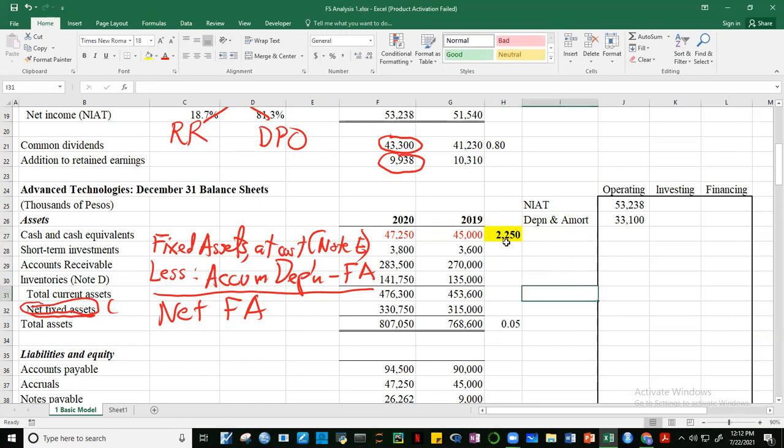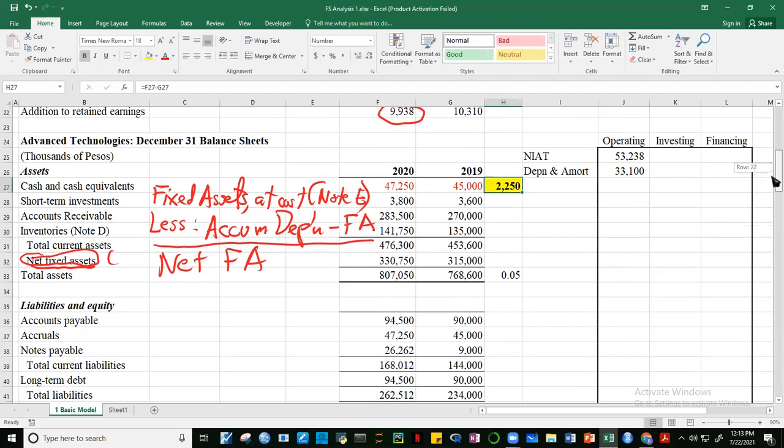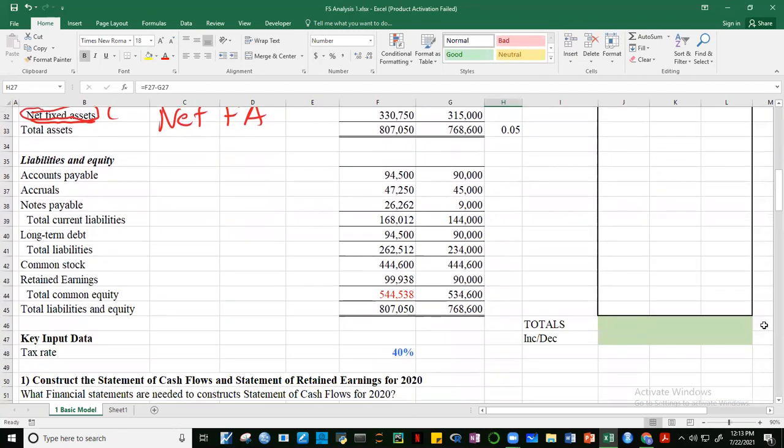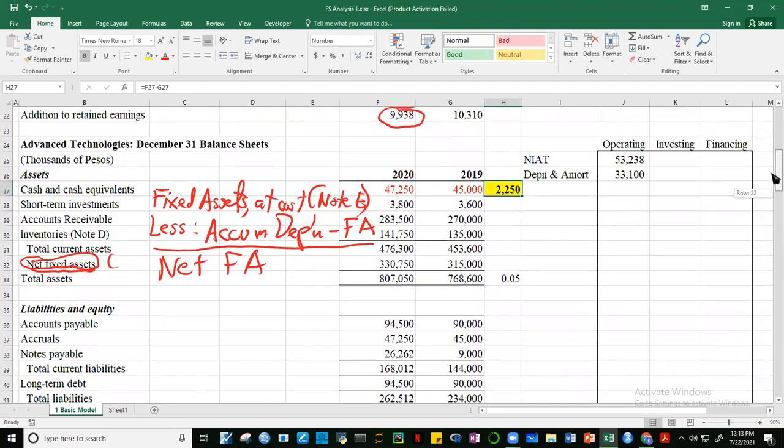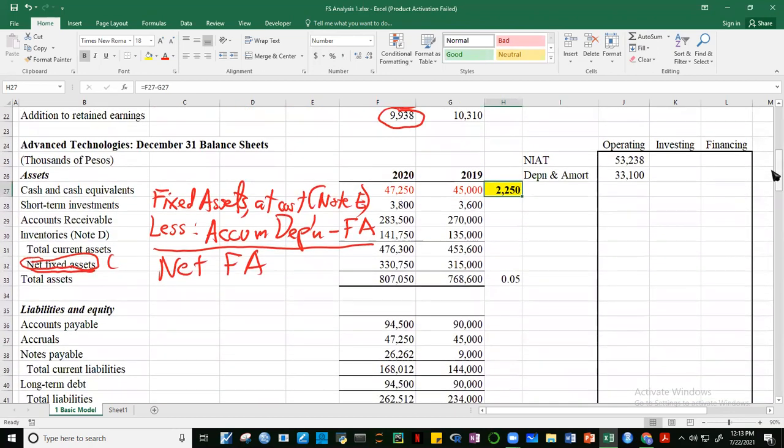Okay, ito yung magic number natin, guys. Ito yung hahanapin natin. So we're going to take a look at the operating, investing, financing activities of the company, and hopefully pag in-add natin lahat yan, dapat 2250 dapat yung neto natin. Pag hindi 2250, Houston, we have a problem. Okay, so let's start, guys.